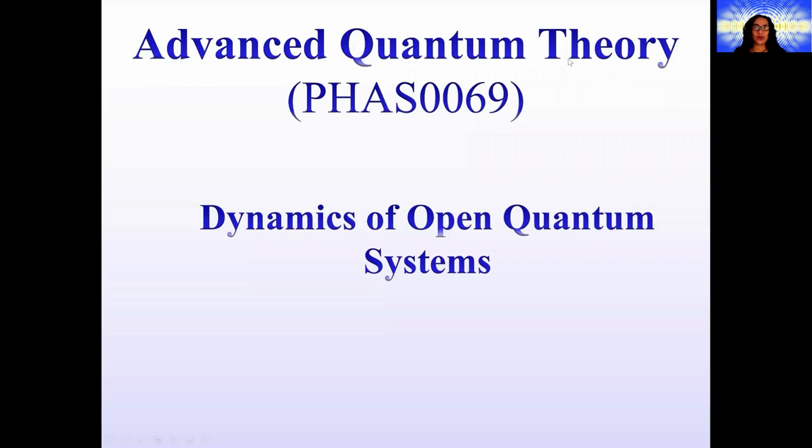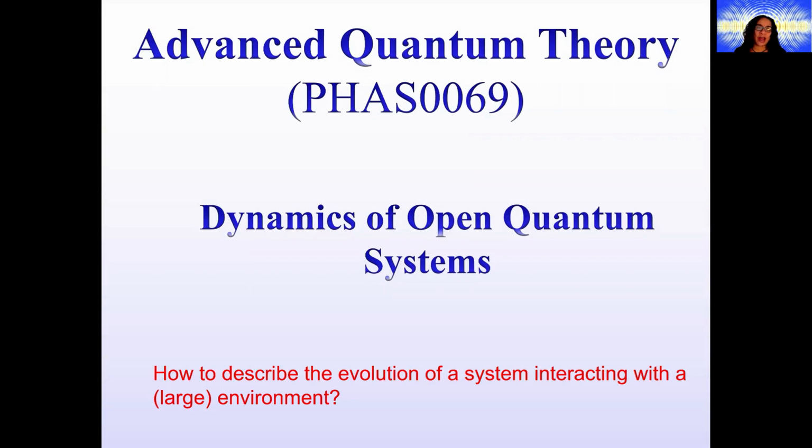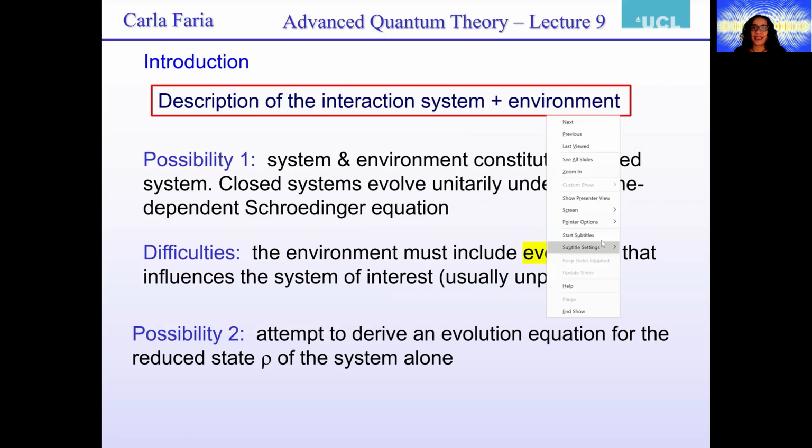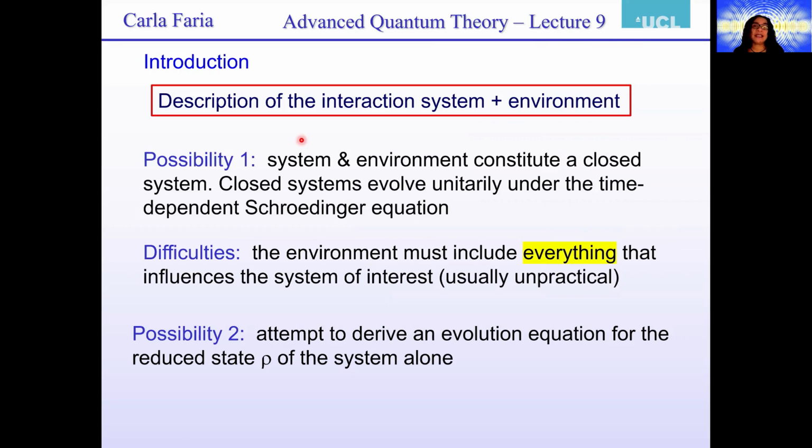So the key issue that we're going to worry about here is how we want to describe the evolution of a system interacting with a very large environment. And we have some possibilities here. The first thing that we could do, for instance, is to write the time-dependent Schrödinger equation for everything, because the system and the environment constitute a closed system. And we know that closed systems are going to evolve unitarily under the time-dependent Schrödinger equation. So we want to describe everything, so we make a bigger system, and we write the time-dependent Schrödinger equation for this bigger system, which includes the system we are interested in and the environment. In principle, it should work.